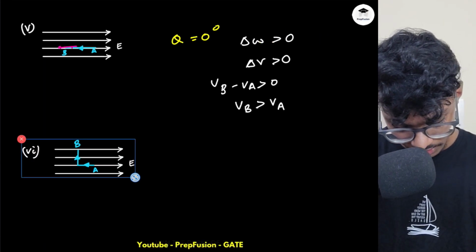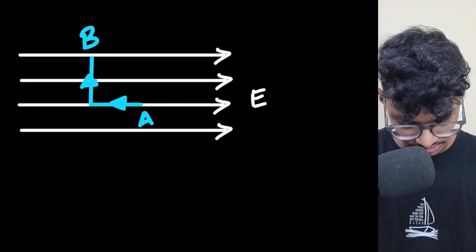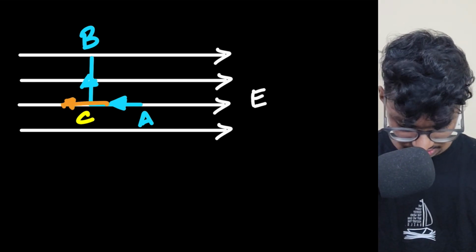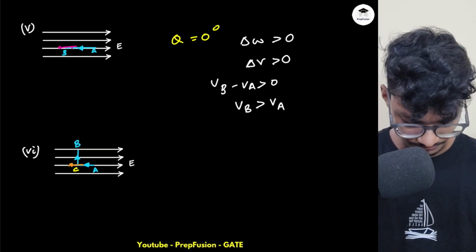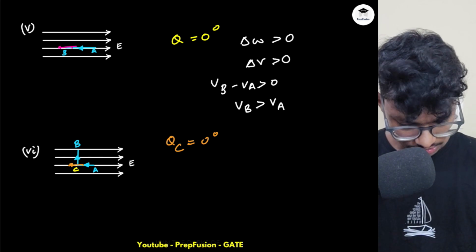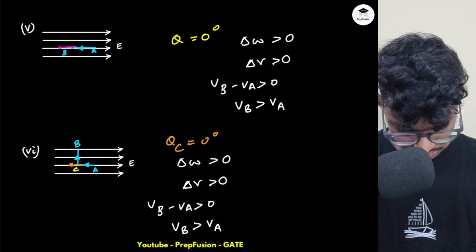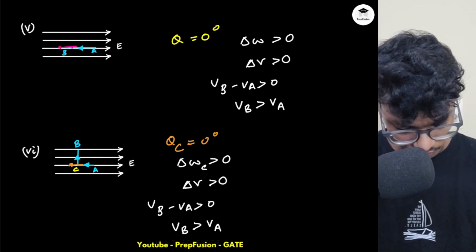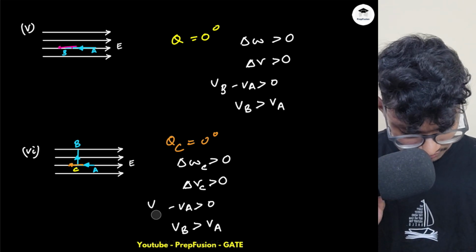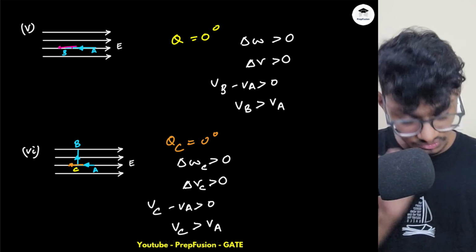In the final case, from here to here my DL is changing. So if I pick a third point C, at C my direction of force will not change, and my DL direction is also the same. So for C, theta C is equal to 0 degrees, and it will follow this chronology: the work done for the charge to move from A to C will be positive. So VC will also be positive. Hence VA minus VC will be positive, so VC will be greater than VA. This much I can comment.